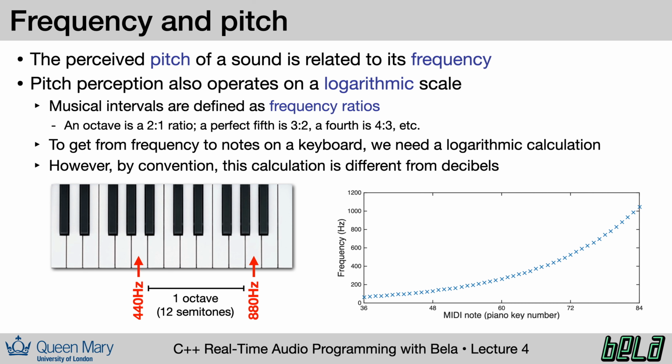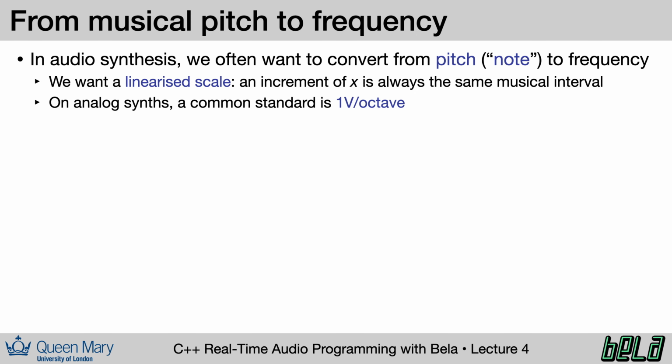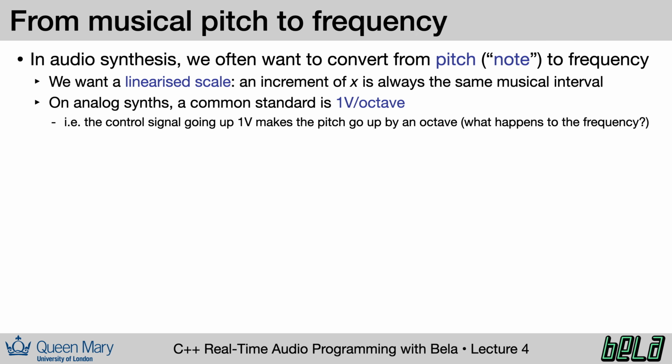You'll see in the x-axis here a scale called MIDI note, and this is a convention we'll talk about in a moment, but basically it's a way of giving each key on the keyboard a unique number agreed between different devices, and by convention middle C on the keyboard always has a value of 60. More on this in a moment. What we're interested in here is converting from a pitch or a note number to frequency. In other words, we want to say for a particular key on the keyboard, how do we find the frequency associated with that note?